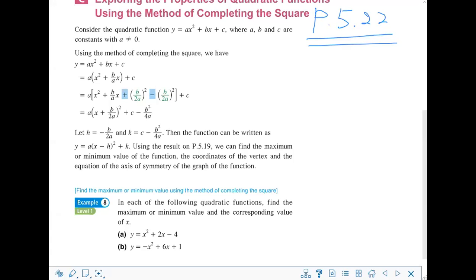Yesterday we were finding the coordinates of the vertex by using formula 1 from the calculator. But today we are going to learn how to find the coordinates of the vertex and the equation of the axis of symmetry ourselves. Okay.